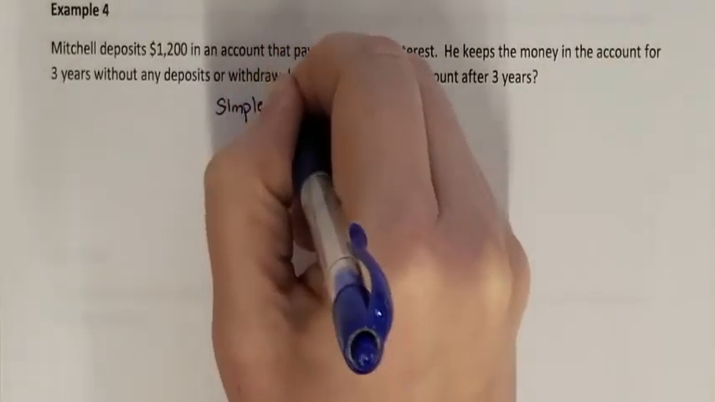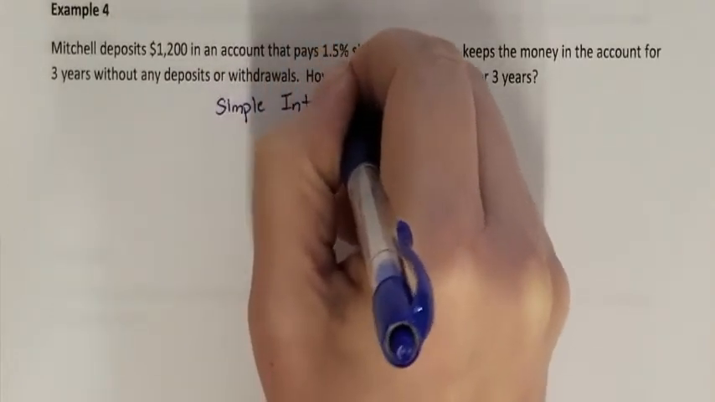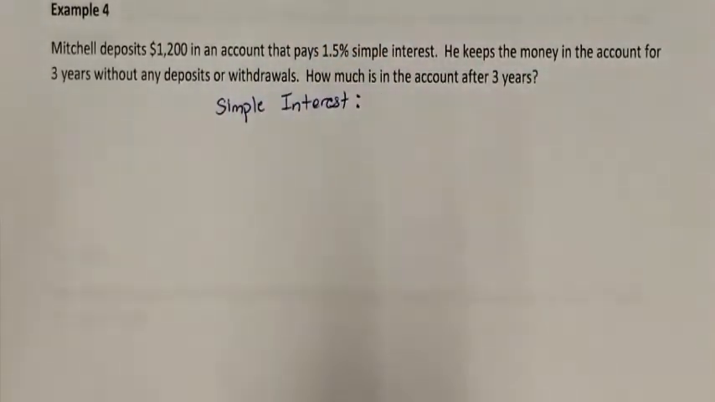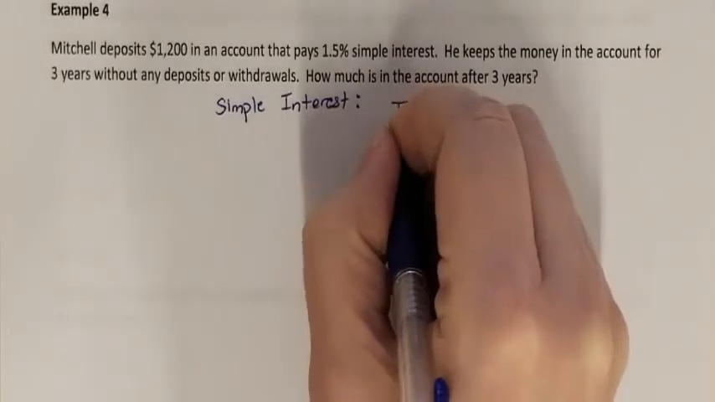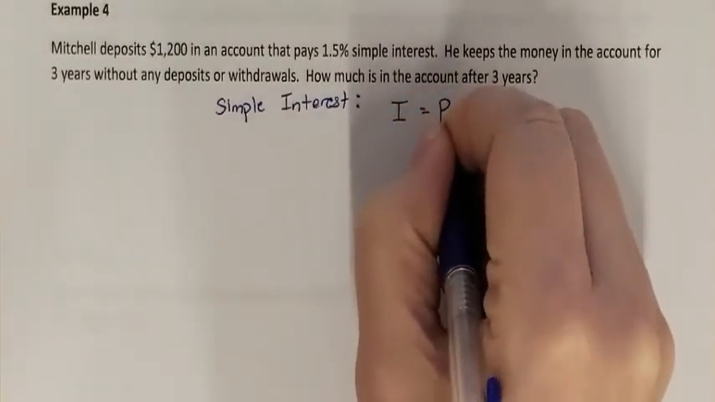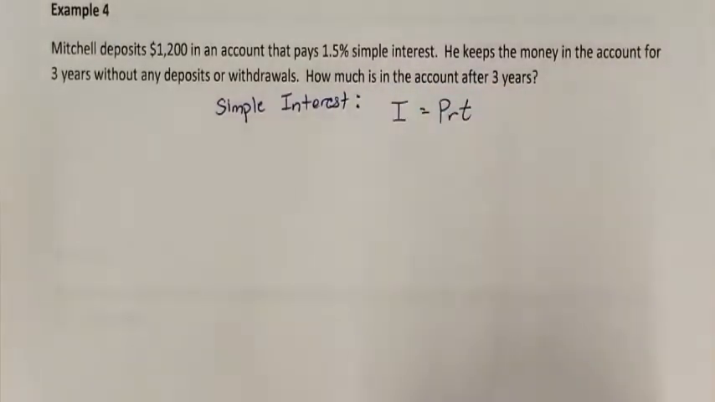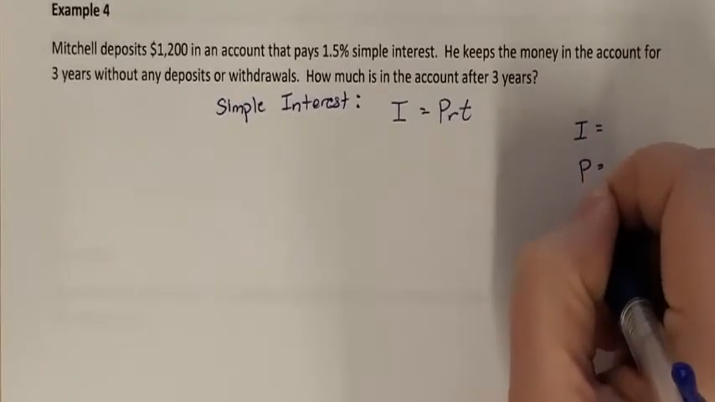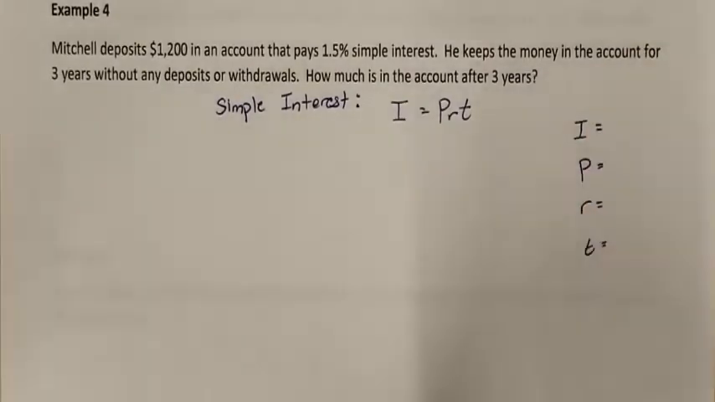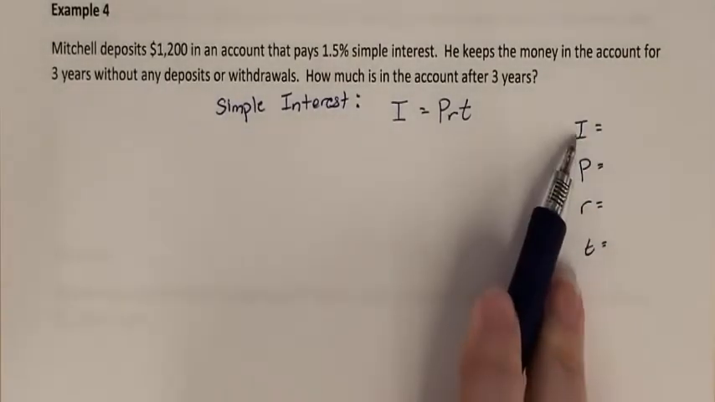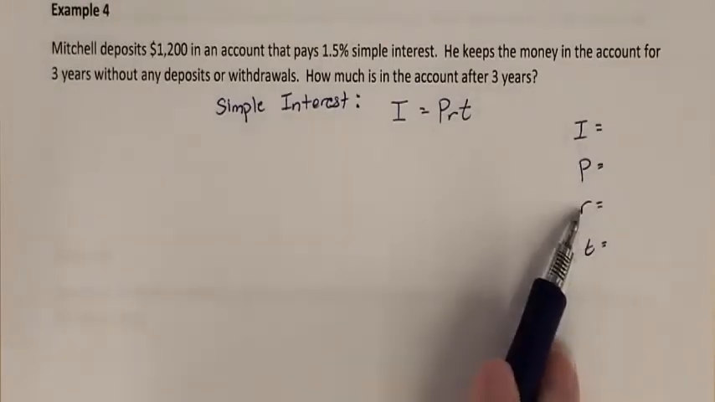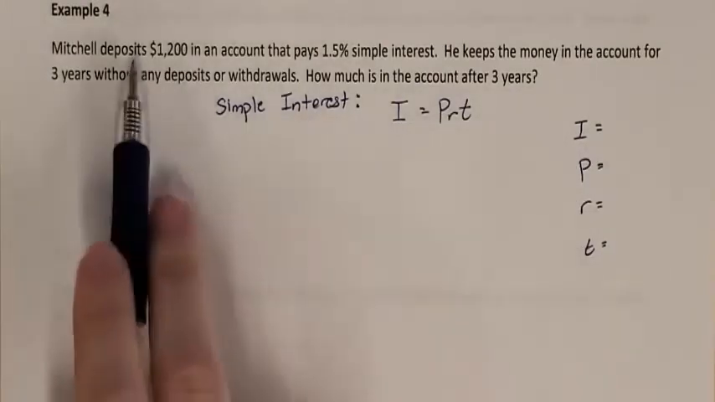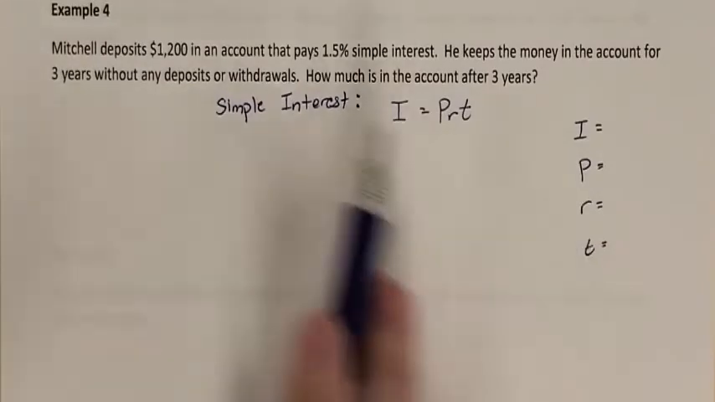We need to use our simple interest equation for this problem. The simple interest equation, based on your front article, is I equals capital P, lowercase r, lowercase t. I equals PRT. So we have an I, we have a P, we have an R, and we have a T. Every variable represents something: interest, principal, rate, time. So from our problem, what can we identify?